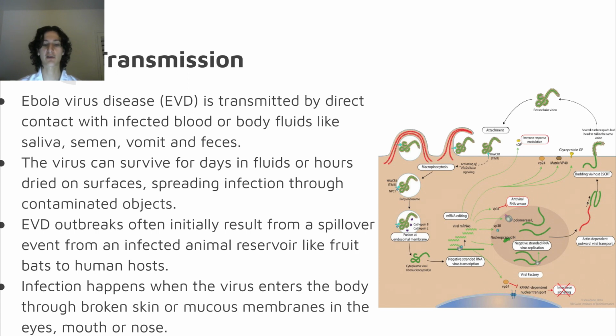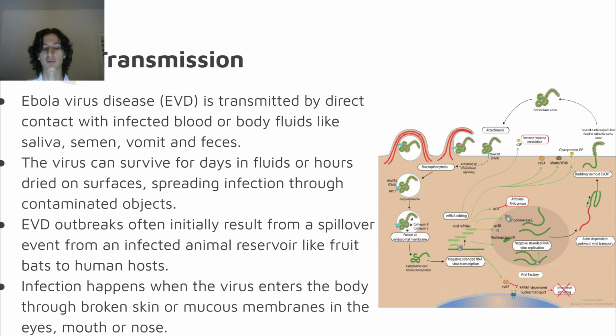Infection occurs when the virus enters through broken skin or mucous membranes in the eyes, nose, or mouth. Ebola virus disease outbreaks often start when a spillover event occurs from an infected animal reservoir like fruit bats to a human host. Avoiding contact with potentially infected bodily fluids and proper hygiene practices limit Ebola transmission.